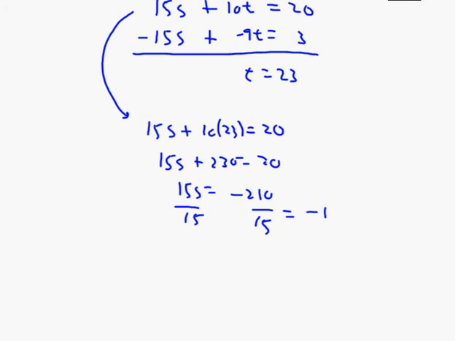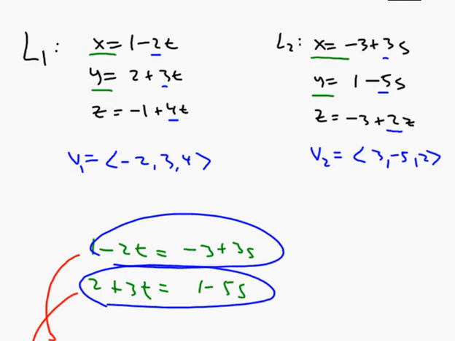Negative 14. All right, so now what we know is when t equals 23 and s is equal to negative 14, for those two values of the parameter, that the x and y coordinates of the two lines in question, line 1 and line 2, would be equal. Now, if I want to, I could go back to the equation. I could put 23 in here and here, and then I could put negative 14 here and here, and I get to see what those actual x and y coordinates are.